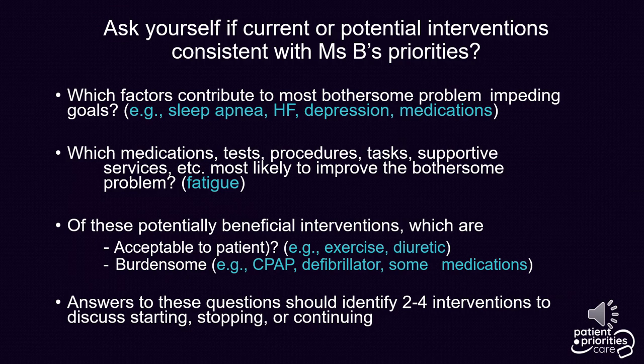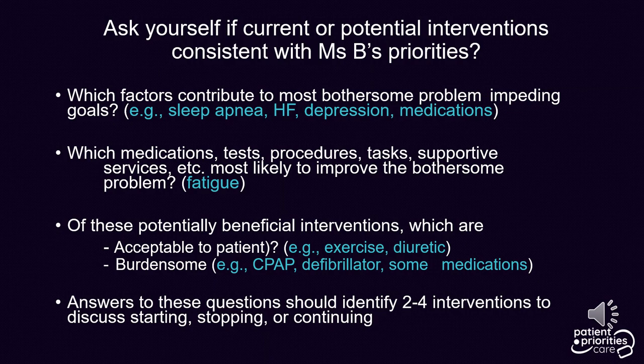When the focus becomes achieving patients' priorities rather than solely treating each chronic condition, it becomes necessary to consider among all the patient's conditions and treatments, which are most likely contributing to the bothersome health problem that is impeding the person achieving their most desired outcomes. The answer is often, but not usually, several conditions or treatments. In Mrs. B's example, you might think that her sleep apnea, heart failure, depression, and several of her medications are likely contributing to the fatigue that is keeping her from being able to babysit her grandchildren.